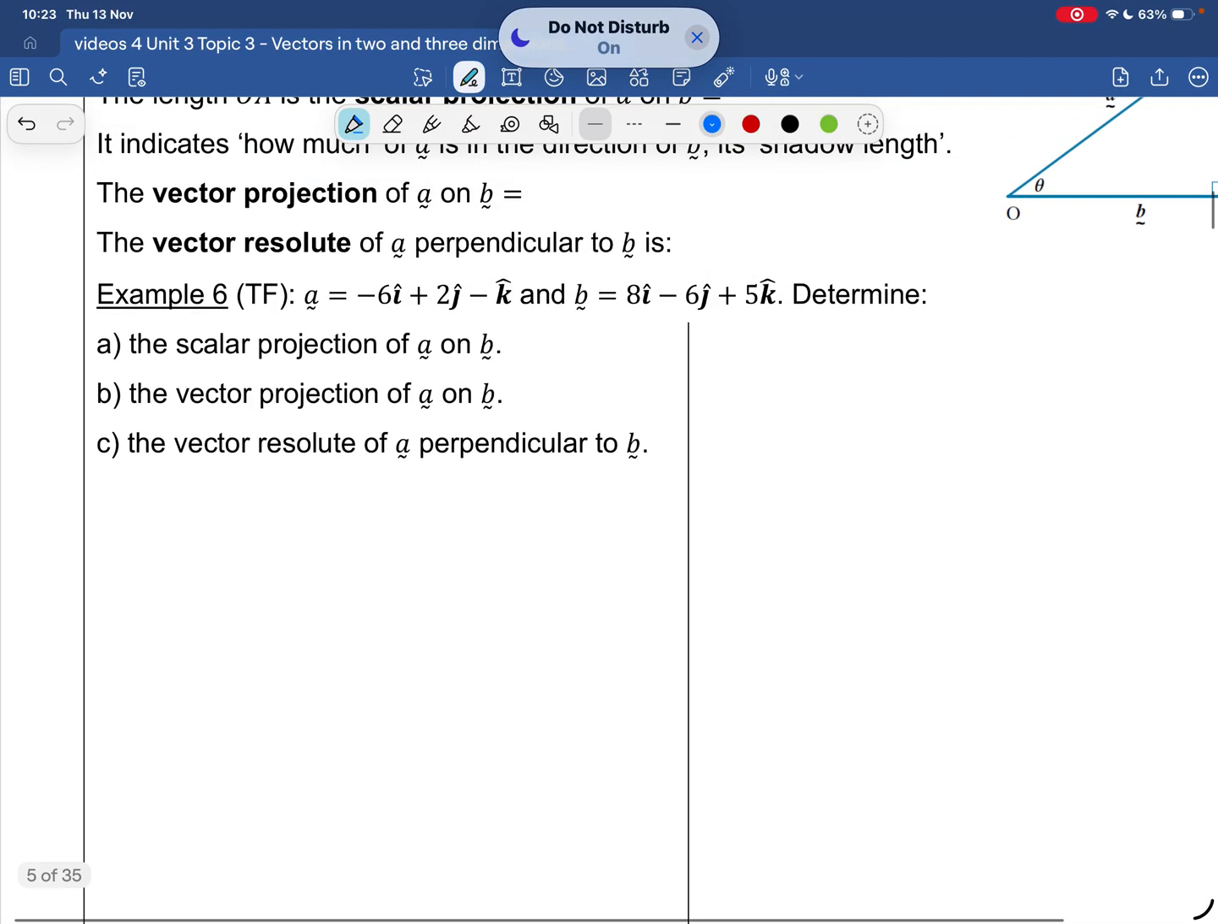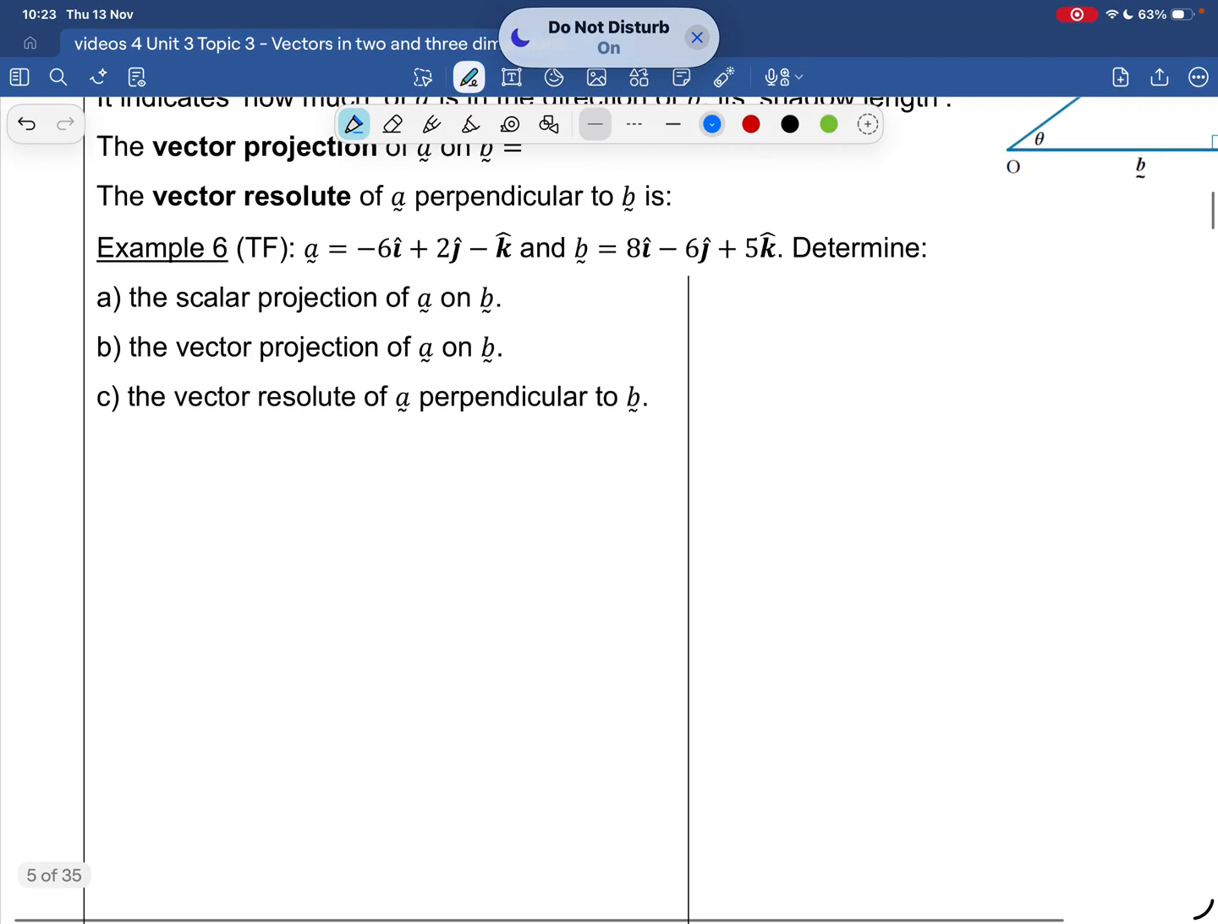All right, this example deals with our scalar projections and our vector projections, as well as our vector resolutes. It is probably a concept that you struggled with in 2D, and you might want to go back and have a look at how it worked in 2D. The concept works exactly the same in 3 dimensions. So it's just about going back and making sure that you fully understand what we are looking for.